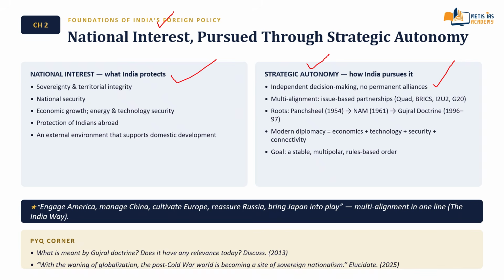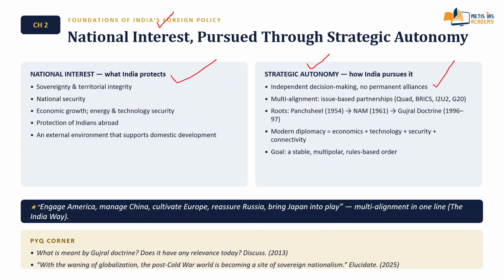Here you have to notice something very important. Strategic autonomy does not mean neutrality, nor does it mean remaining equidistant from all countries. Then what does strategic autonomy exactly mean? Working with different partners on different issues while preserving independent decision making. This is called strategic autonomy.